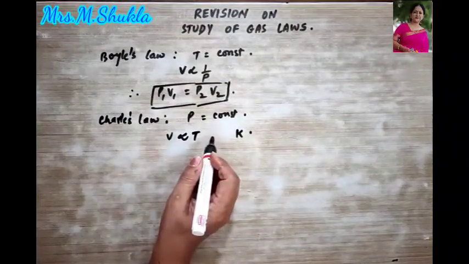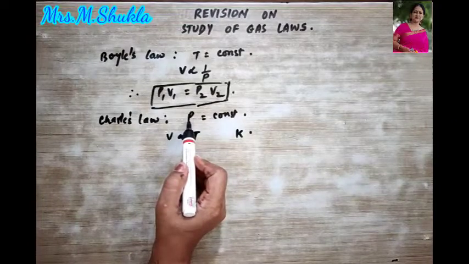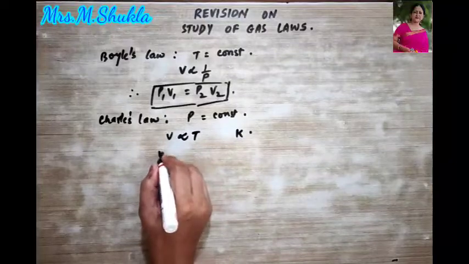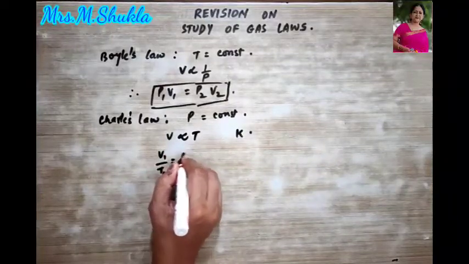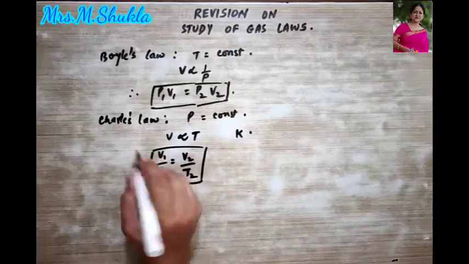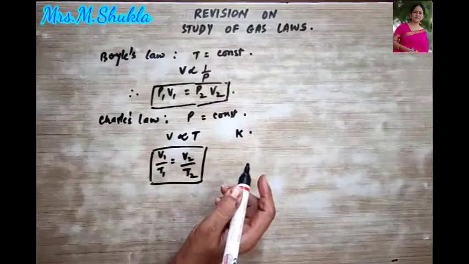So when we need Charles' law, what we have to check in the question is that the pressure has to be constant. Then how do we write it down? V1 upon T1 is equal to V2 upon T2. This is the formula that we use for Charles' law.